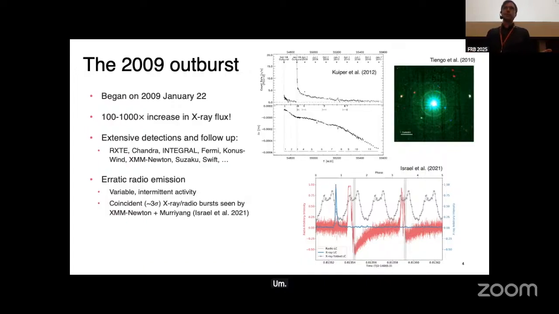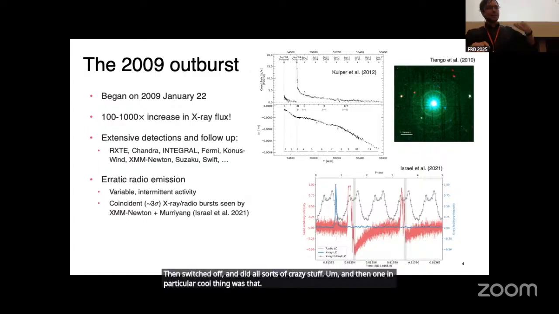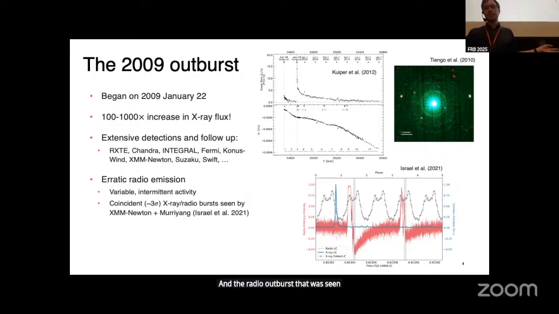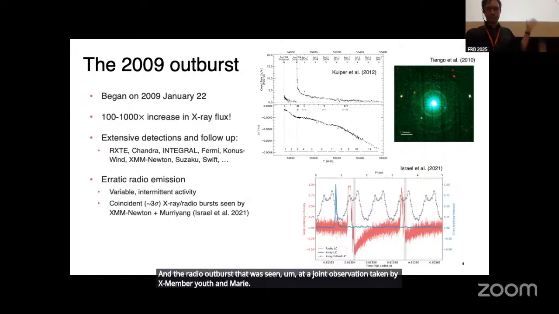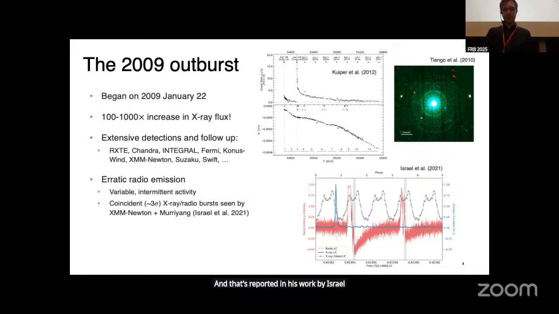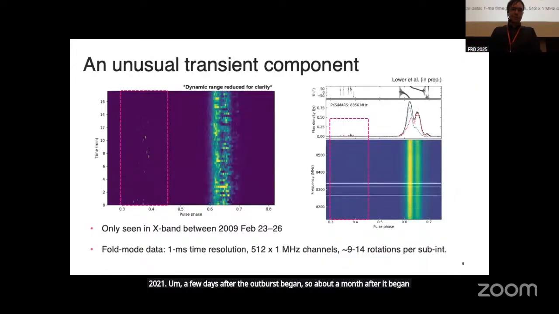During this period, its radio emission switched off very briefly, then came back, then switched off, and did all sorts of crazy stuff. One particularly cool thing was that, similar to SGR 1935, there was a 3 sigma coincident detection of an X-ray and a radio outburst seen in a joint observation taken by XMM and Parkes. That's reported in this work by Israel et al. from 2021. About a month after the outburst began, we also saw this unusual little transient component pop up.